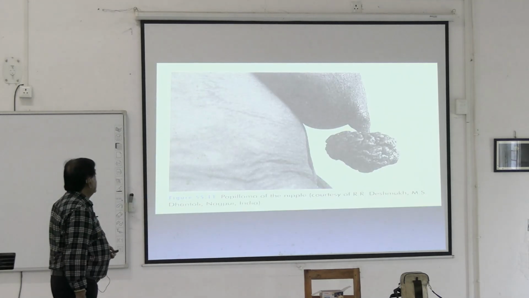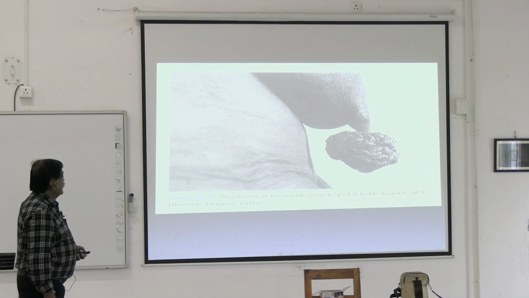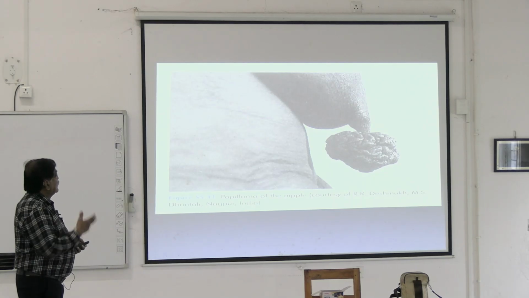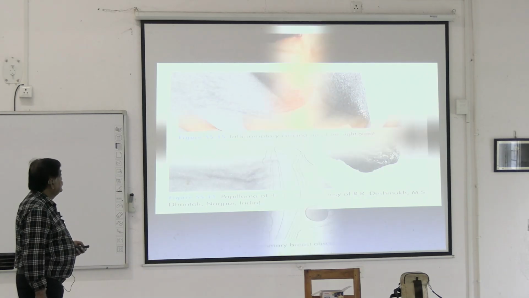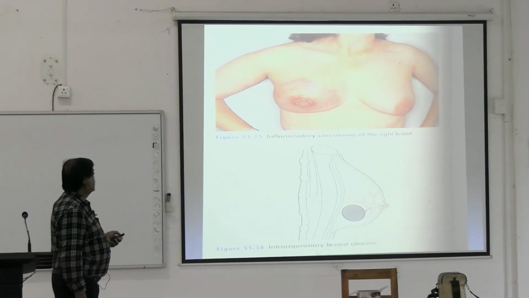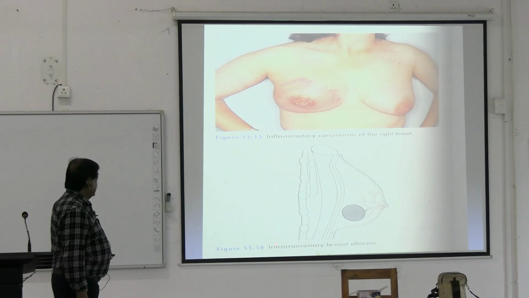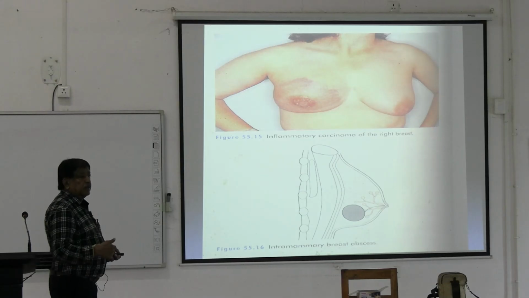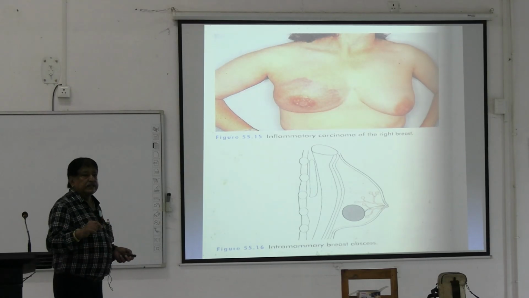Next, the papilloma of the nipple. This should be operated. Now you can see inflammatory carcinoma of the right breast, the inflammation, and the inflammatory breast abscess. This is the breast abscess. You have to give an incision and drain.